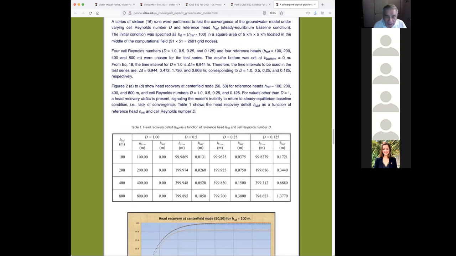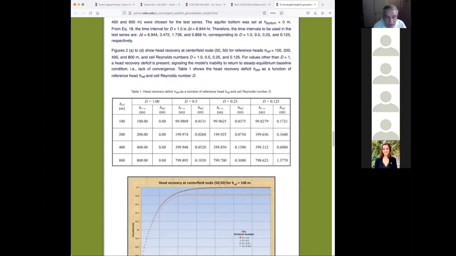What happened was that the head did not recover completely. It is a small value. You can look at this carefully, and it's really a small value. It only recovered fully when the D, that is the cell Reynolds number, was equal to 1. The deficit was 0. That means that you started at a level, it pumped, and when you stopped pumping, it went back. It recovered completely to the original condition. But for cell Reynolds number equal to 0.5, it did not recover. It's a small value, but nevertheless imperfect.